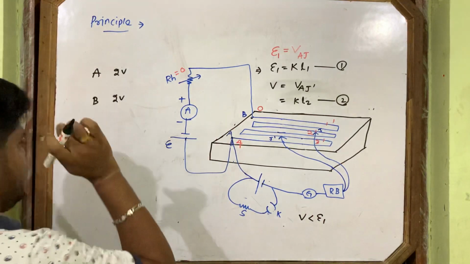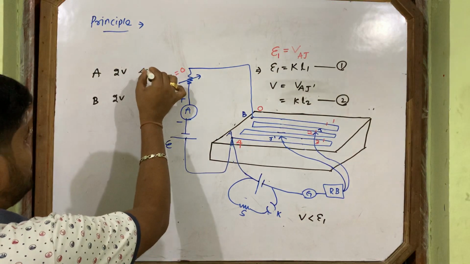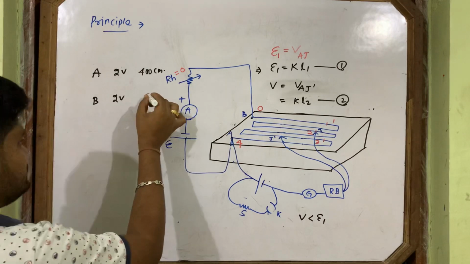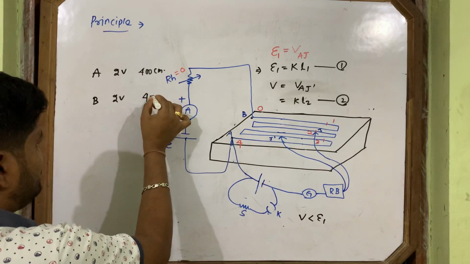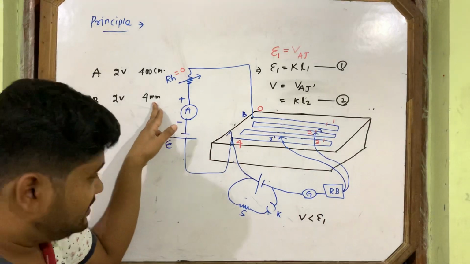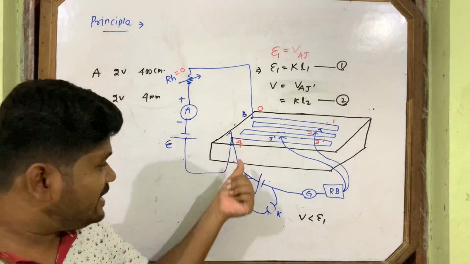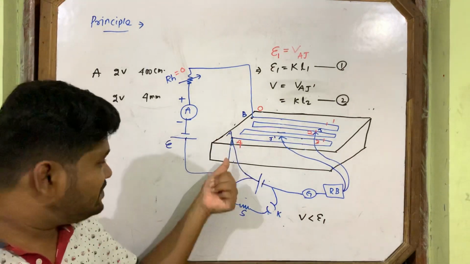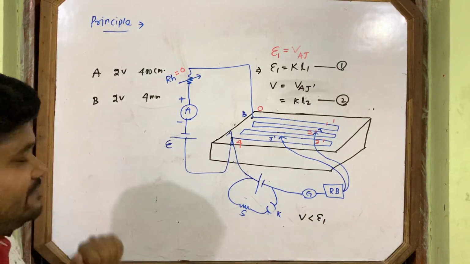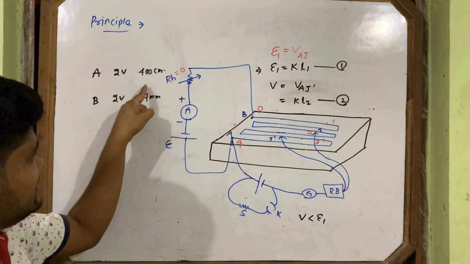But in potentiometer A, what happens? The jockey shows a balancing length of 400 centimeter. But in B, the jockey shows a balancing length of 4 millimeter. Can you imagine where 4 millimeter is? 4 millimeter means it is very close to A. The null point is very close to A, at 4 millimeter.